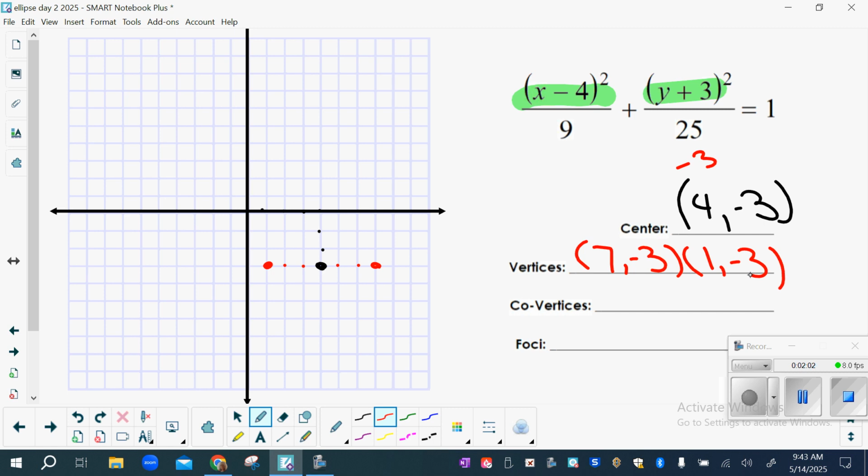So let's do the up and down. We're going to do 5, right? So we're going to go 1, 2, 3, 4, 5. Boom. 1, 2, 3, 4, 5. Awesome. Yes.